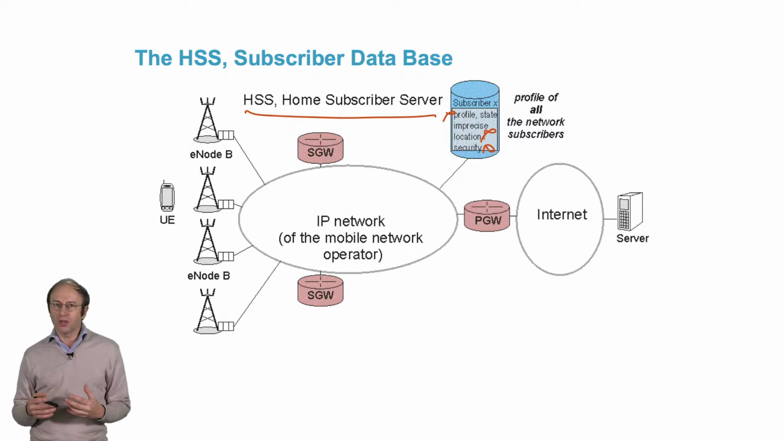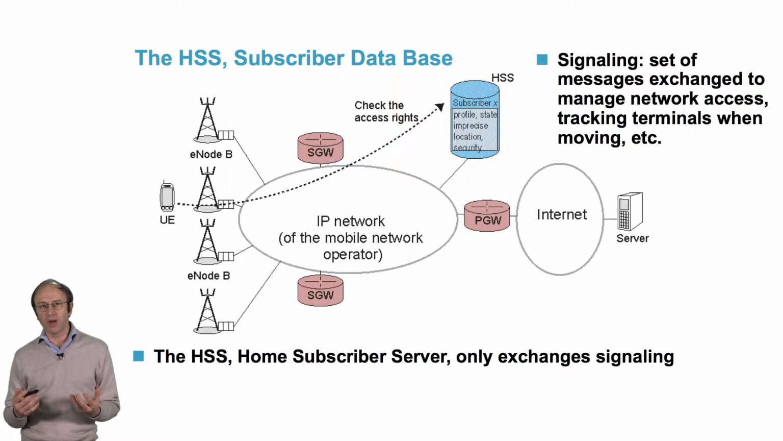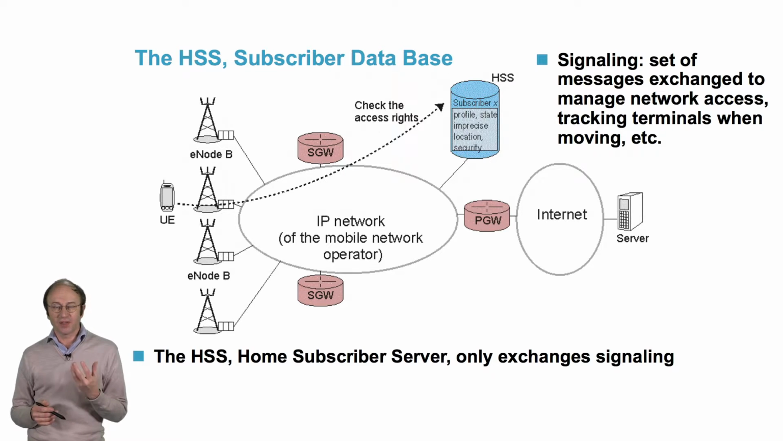The location of the subscriber is very imprecise. We will look at these elements in other videos. To check the profile of a subscriber or get an idea of his location, we need signaling. What is signaling?